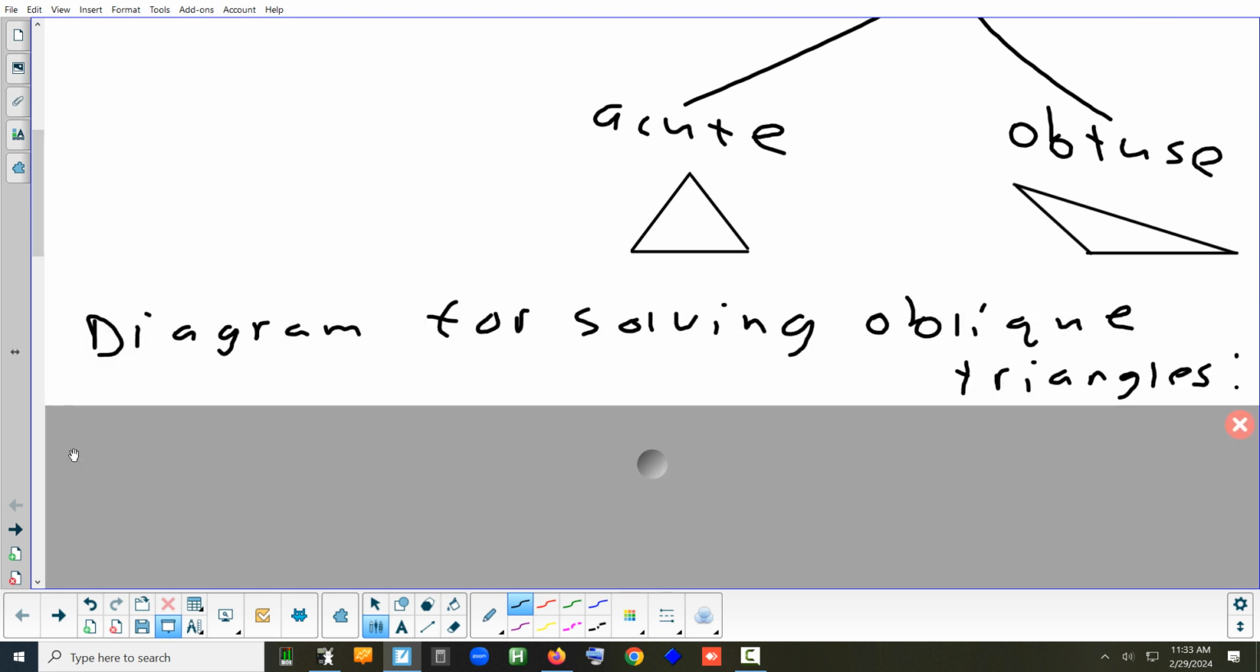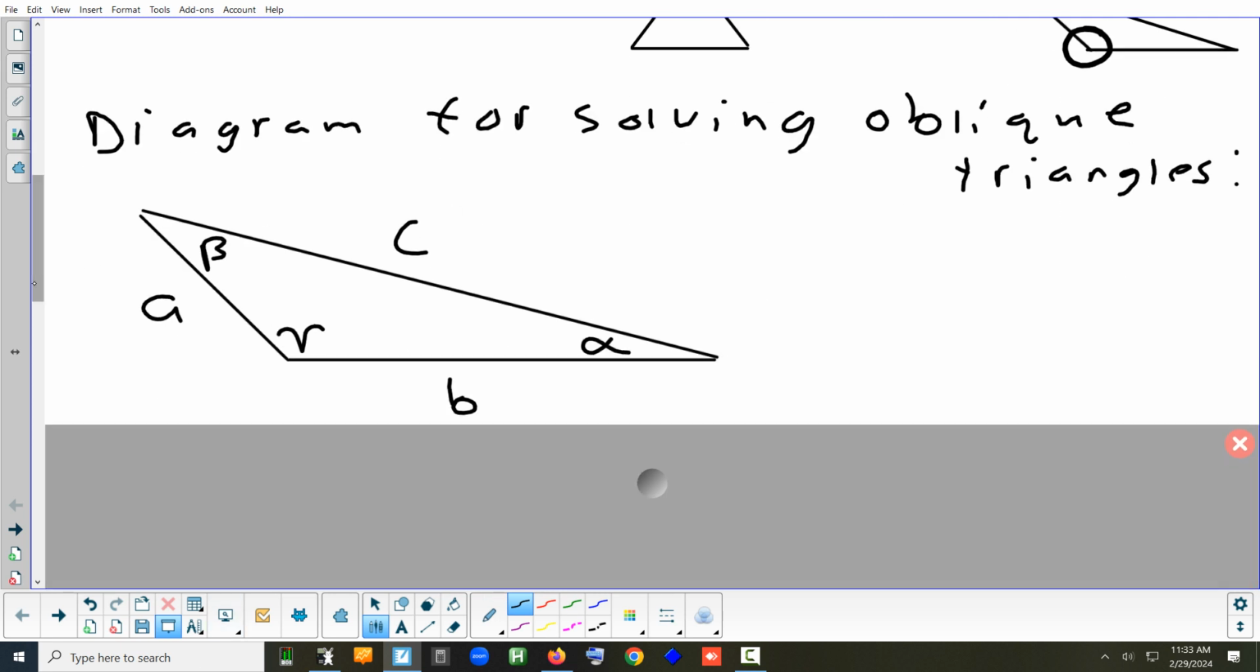Now, what were the letters that we used for the sides? A, B, C. And the angle across from A was always alpha. Across from B, beta, and that was it. We need a name now for this angle because it's no longer 90. That's going to be the Greek letter gamma, G-A-M-M-A. So that's our new diagram for solving triangles. A, B, C for the sides: A across from alpha, B across from beta, nothing new there. But now C is across from what we call gamma.